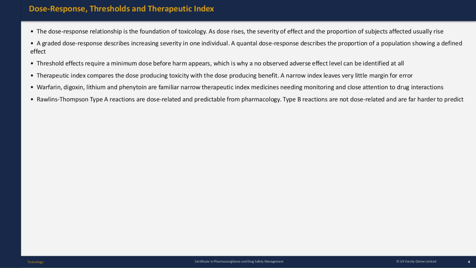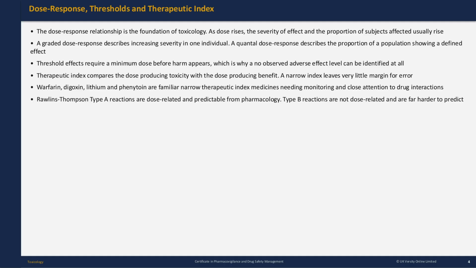Dose response, thresholds and therapeutic index. The dose-response relationship is the foundation of toxicology. As dose rises, the severity of effect and the proportion of subjects affected usually rise. A graded dose response describes increasing severity in one individual. A quantal dose response describes the proportion of a population showing a defined effect.